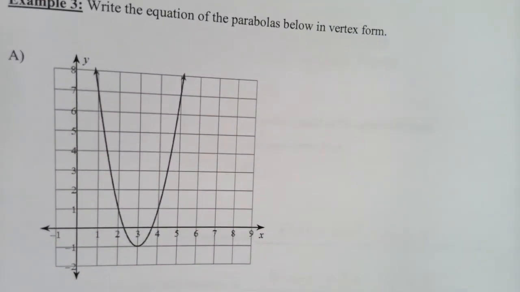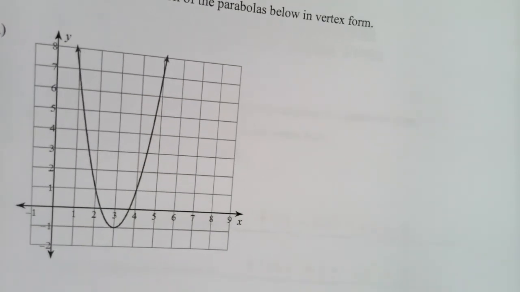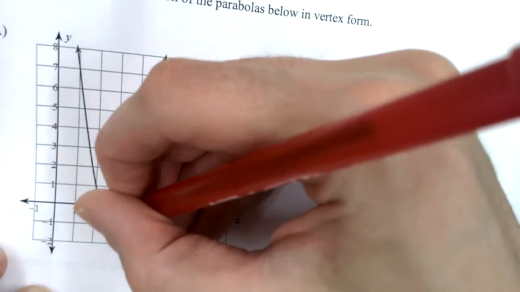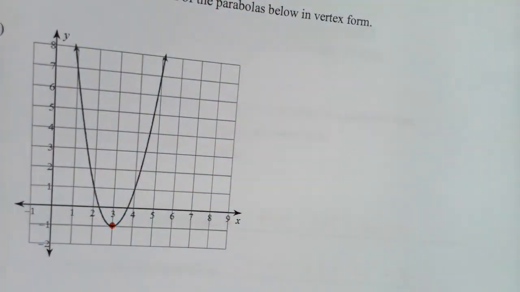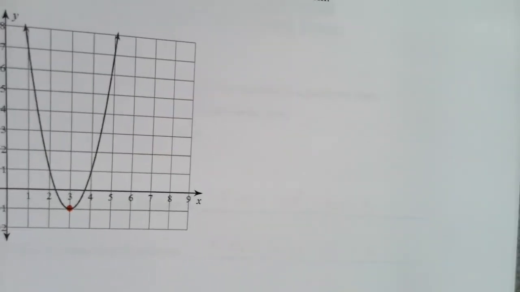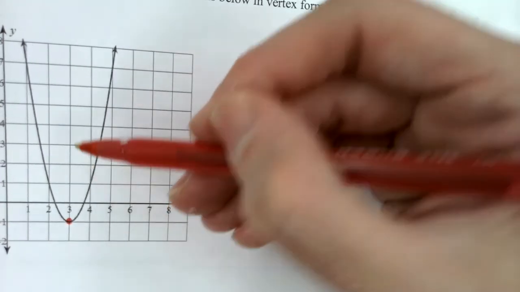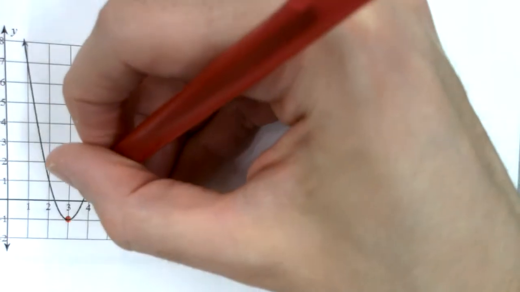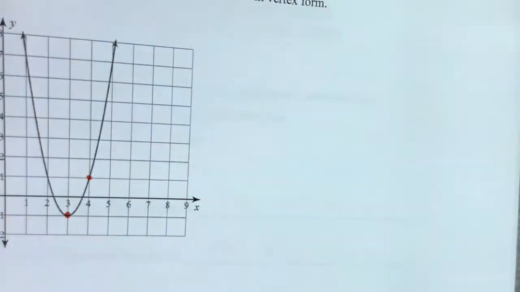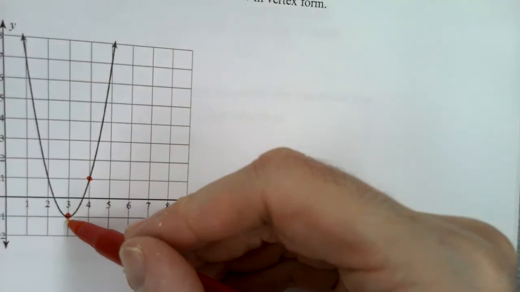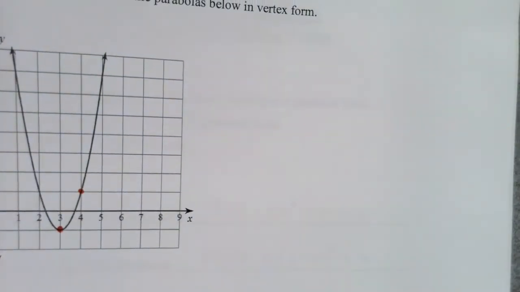All right, last page. Write the equation of the parabola below in vertex form. Okay, so here's what you want to do for these problems. First step, identify or label the vertex, that's the vertex, and identify one more point that you can easily see. So for example, do not choose that point. That would not be smart, okay? Pick a point that you can easily get the coordinates of, like, for example, 4, 1. Okay? So label the vertex and label another point that you can easily get the coordinates of.